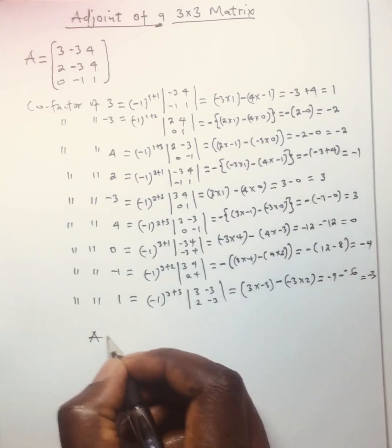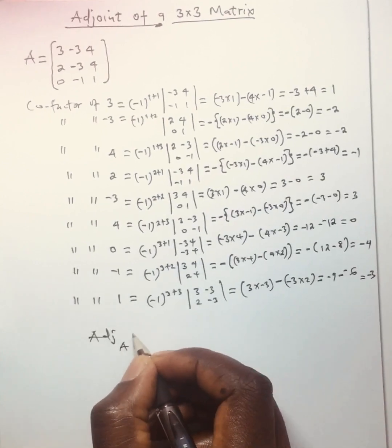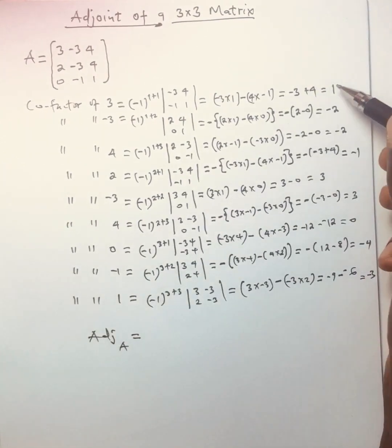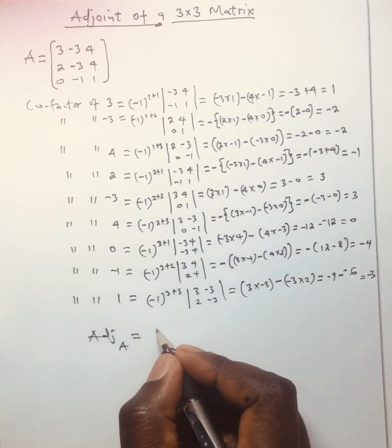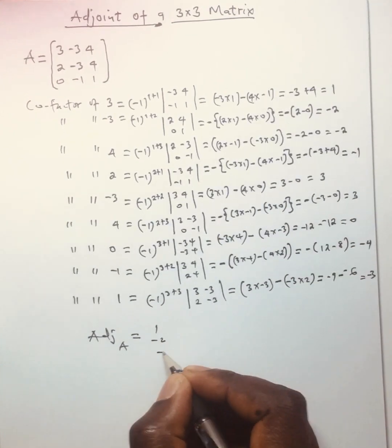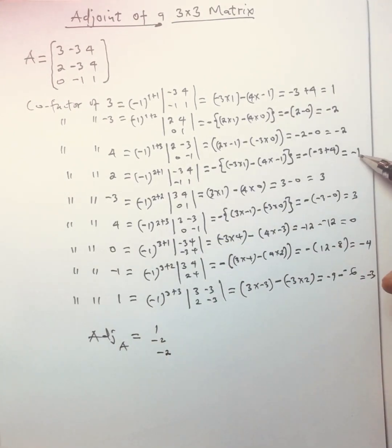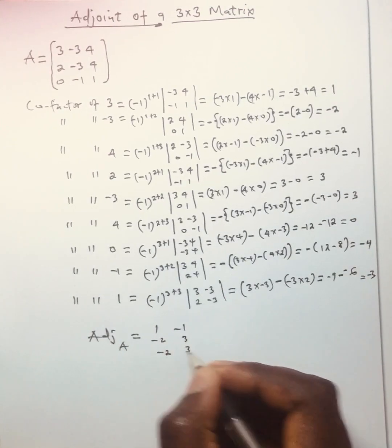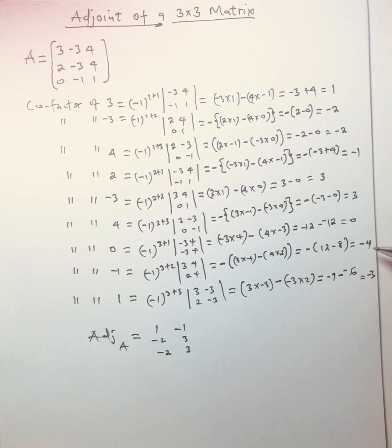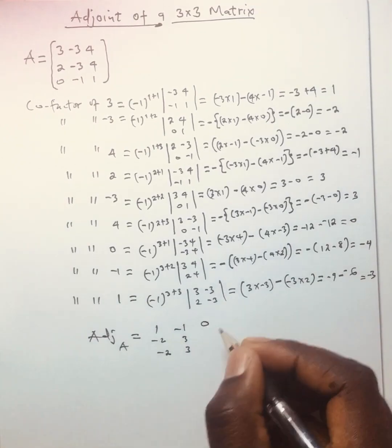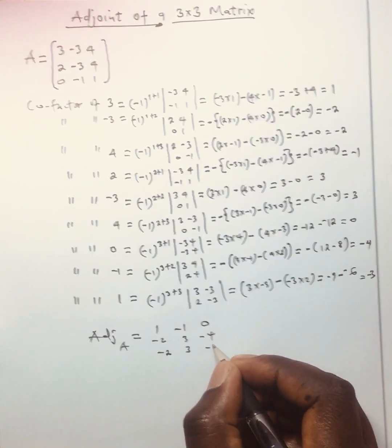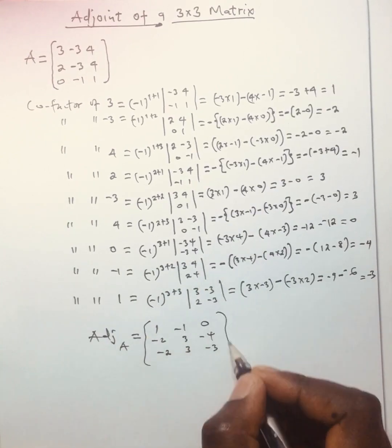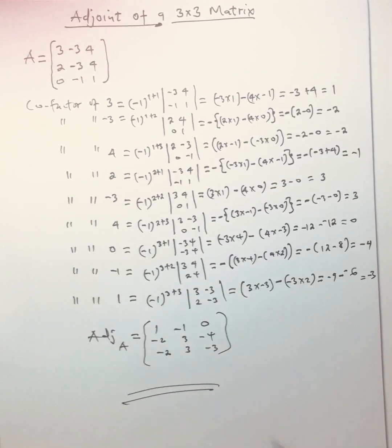After you have obtained them, you write them in that order. So the adjoint of the matrix A will be 1, negative 2, negative 2, 1, negative 2, negative 2, negative 1, 3, 3, negative 1, 3, 3, 0, negative 4, negative 3, 0, negative 4, negative 3. And that is the adjoint of the matrix A.